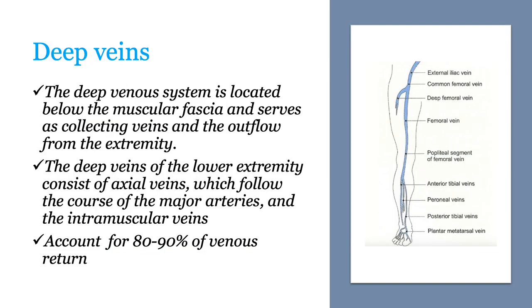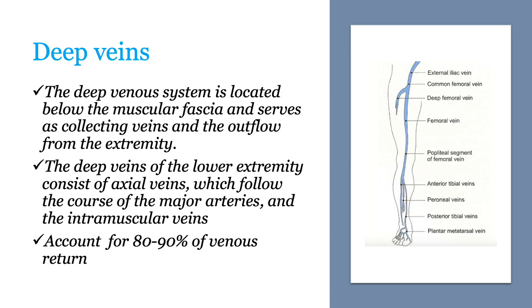Now, the deep venous system of the lower limbs. As you know, the deep venous system is located below the muscular fascia, okay? And it serves as collecting veins for the outflow from the extremity. The deep veins of the lower extremity consist of axial veins, which follow the course of major arteries, like the common femoral vein, superficial femoral vein, popliteal vein, and tibial veins, and the intramuscular veins.